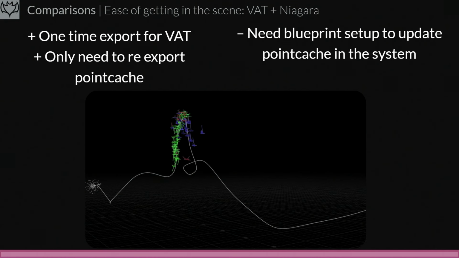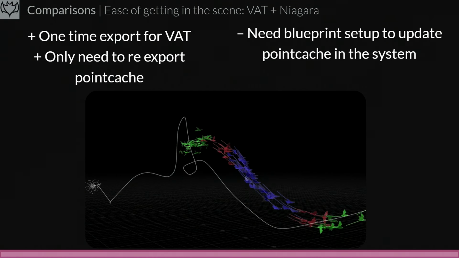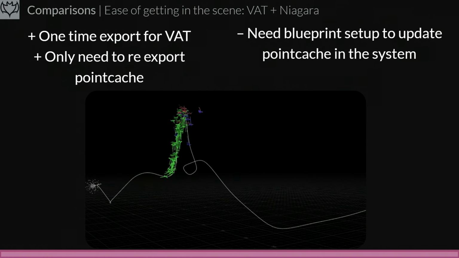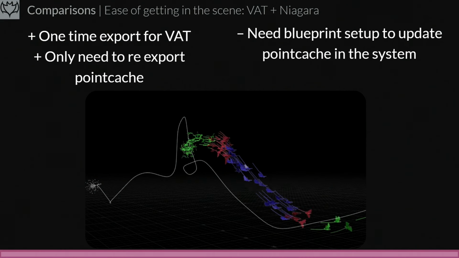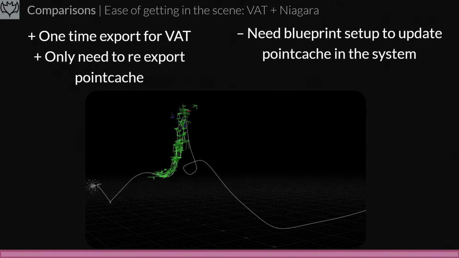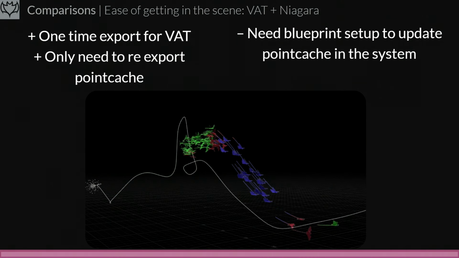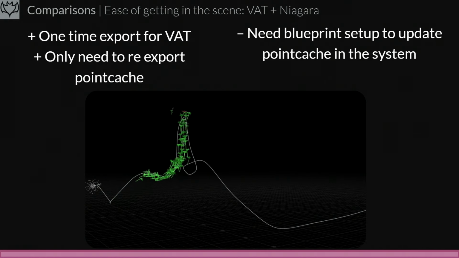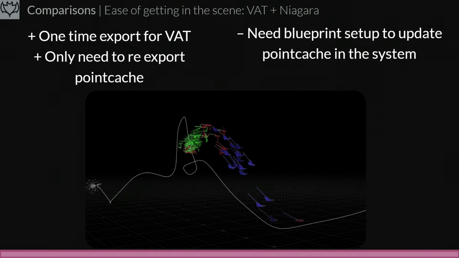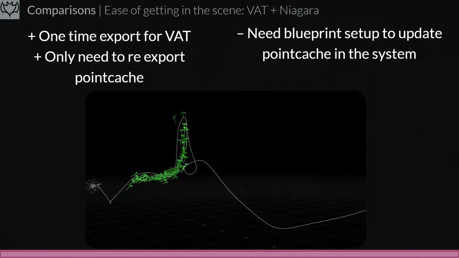Next, ease of getting them in the scene. With that, we have our blended animation. Once we have our blended animation mesh and texture in our project, we don't have to re-export it every time. We can just reuse it. So every time we make a new sequence, we just need to make a new point cache, which takes about a minute and is a very low file size, and it's just a JSON file, which I talked about.